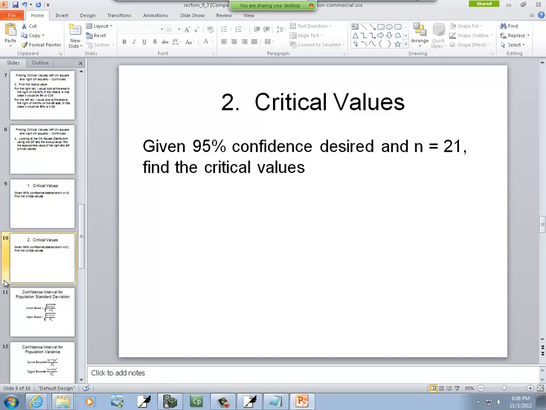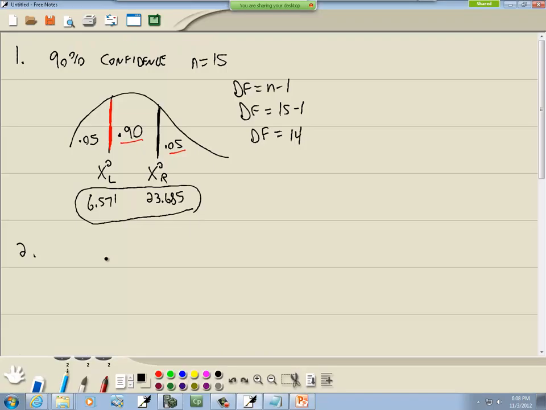Let's look at another one of these. It says given 95% confidence desired. So 95% confidence. And n is 21. Well, our degree of freedom would be n minus 1. So we've got 21 minus 1, or degree of freedom will be 20.